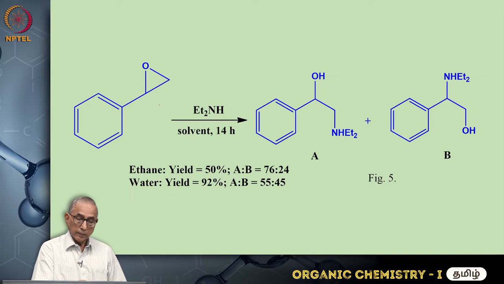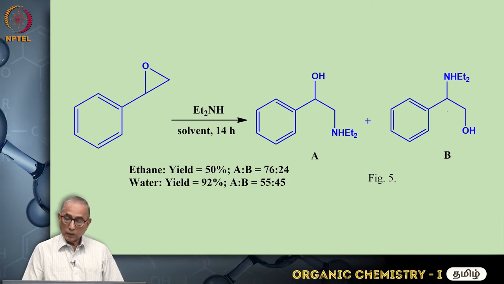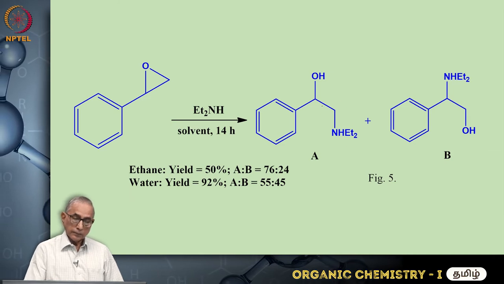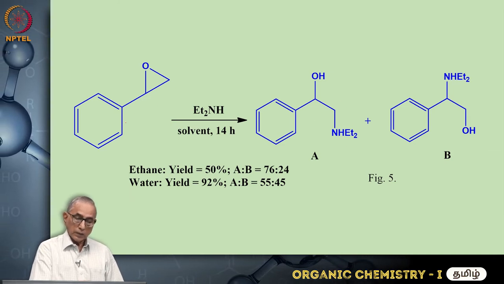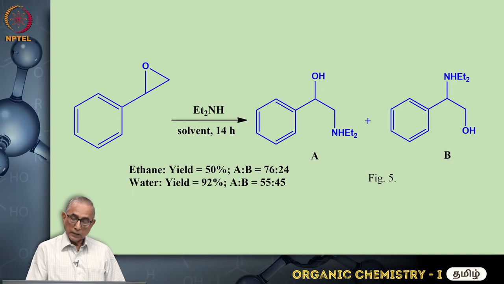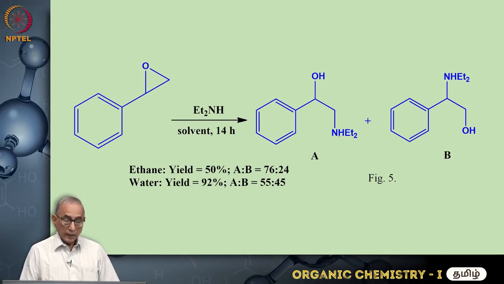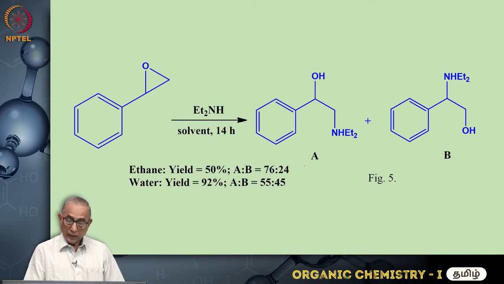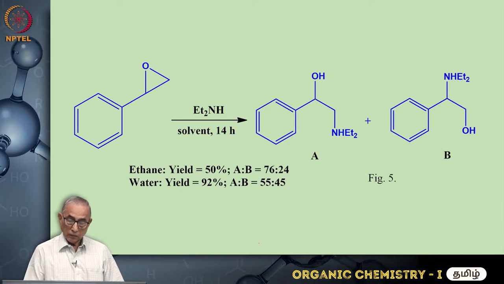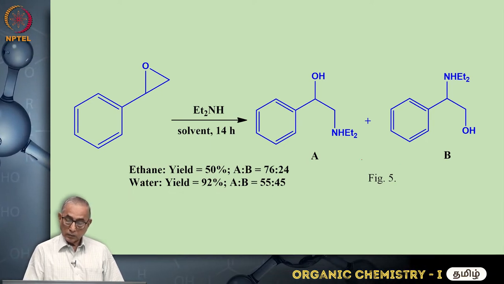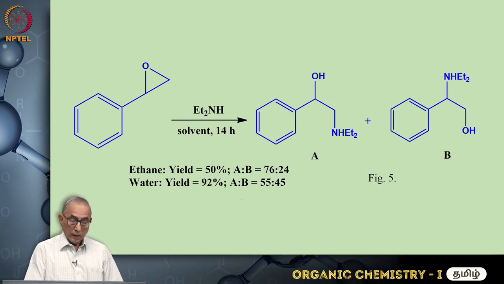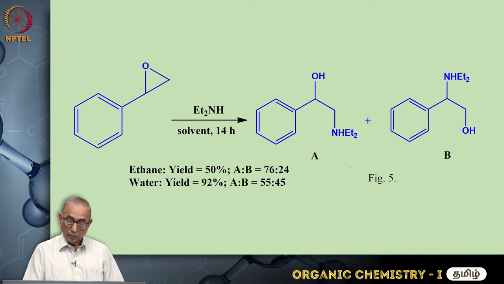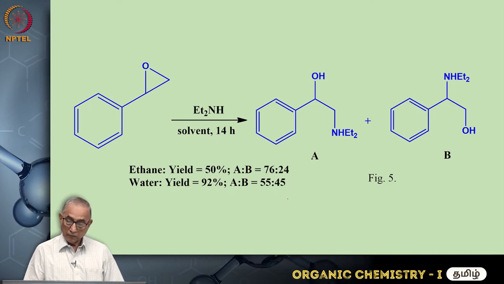If it reacts here, you get this particular compound. If it reacts here, you get this compound. OH will come next to the benzene ring, and the amine will come on the second carbon atom. Here, if you use ethane as the solvent, the yield is 50%, and A to B is 76:24. If you use water, the yield is 92%, and the two products are close to each other, 55:45.